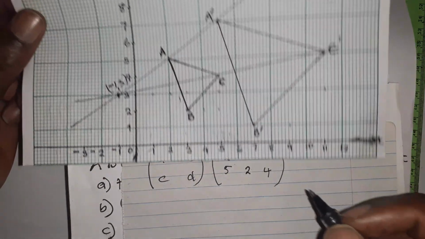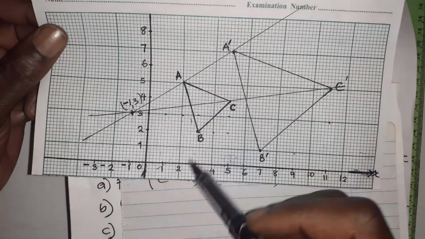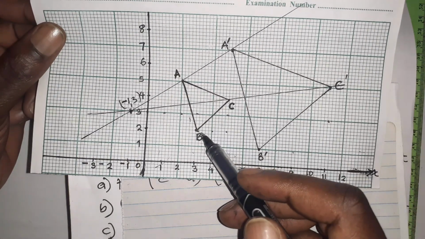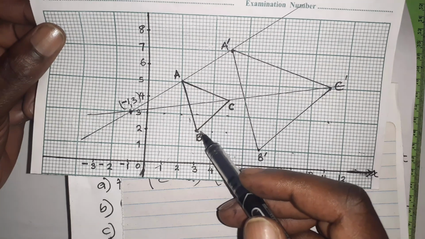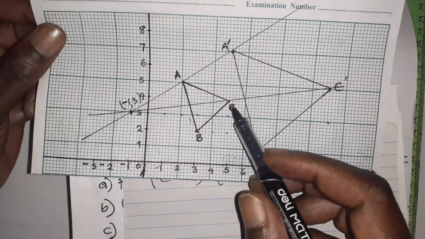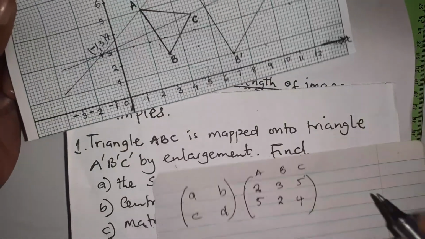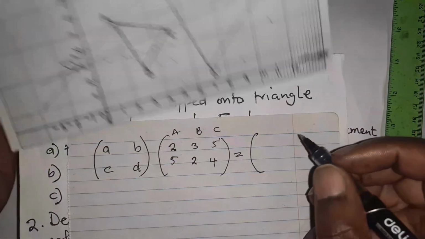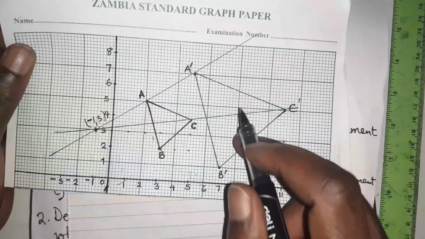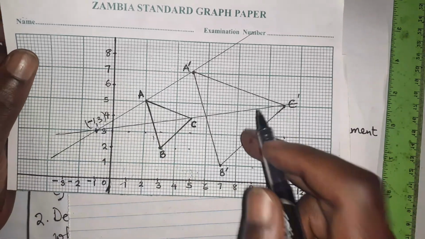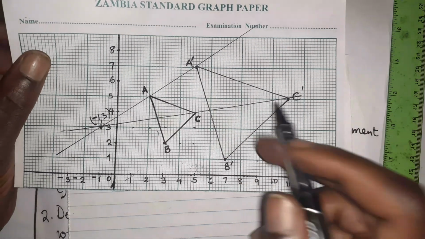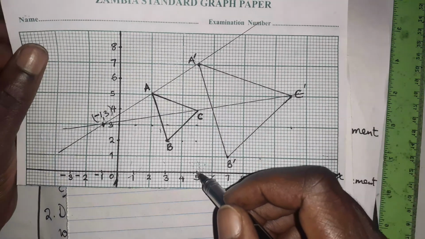5,4. That is our C. Okay, 2,5, 3,2, then 5,4. So when we multiply these, we must now get the matrix of the image. We need to get the coordinates of the image.